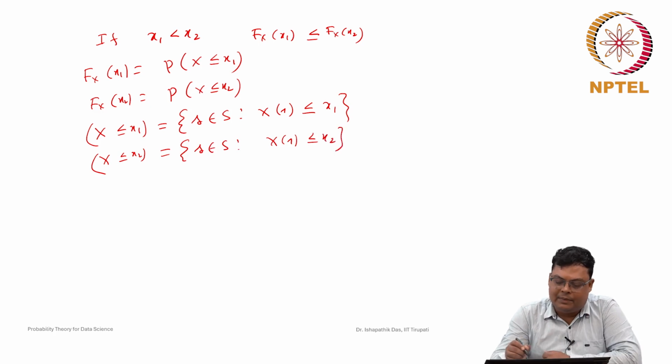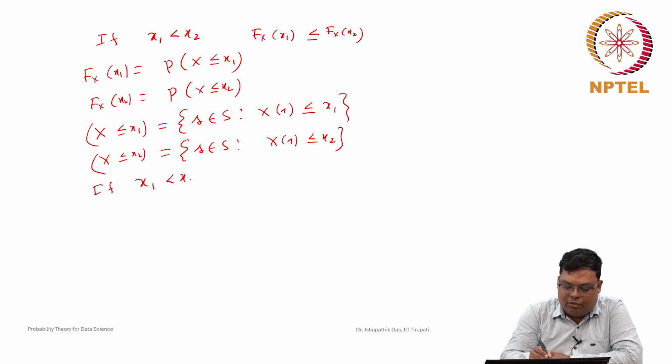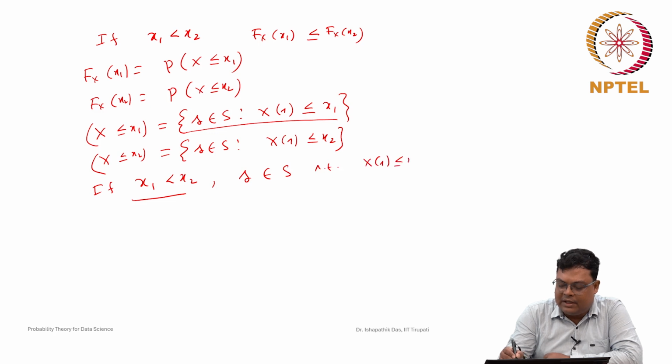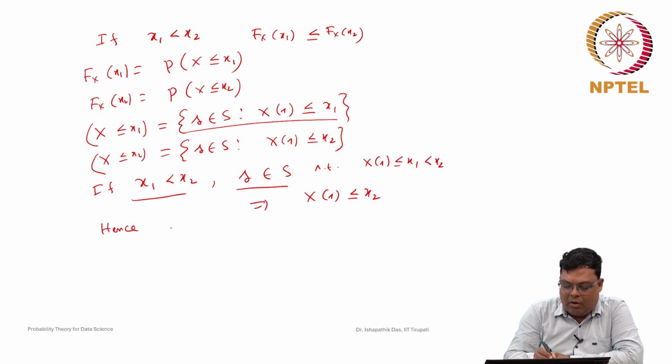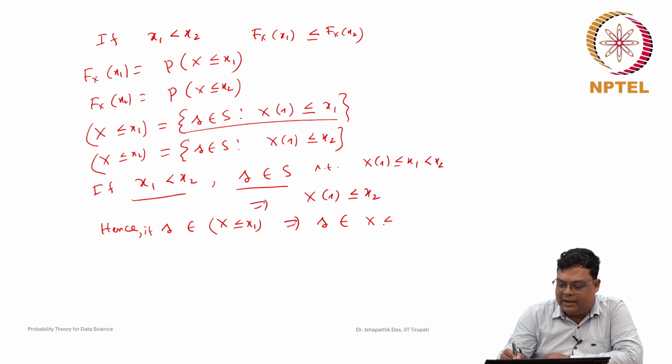Now, if x1 is less than x2, then you can see that all such s satisfy this. If s belongs to the set where X(s) is less than or equal to x1, it implies X(s) will be less than or equal to x2, because x1 is less than x2. Hence, if s belongs to the set X less than or equal to x1, then s belongs to the set X less than or equal to x2, because this condition is also satisfied as x1 is less than x2.